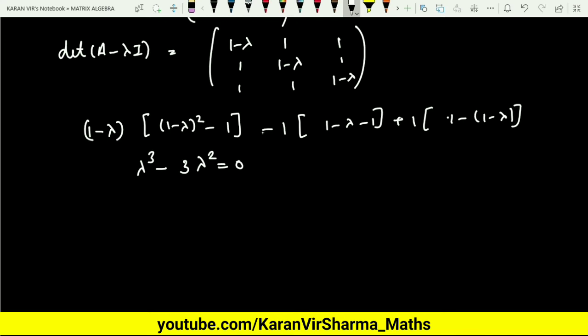Now just take lambda square common from this. This will be lambda square times (lambda minus 3) equals 0. In this case, you can see that the eigenvalues will be 0, 0, 3.